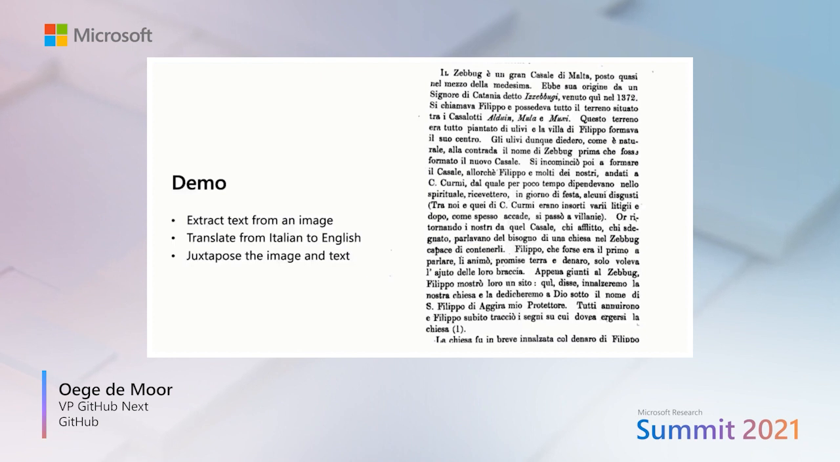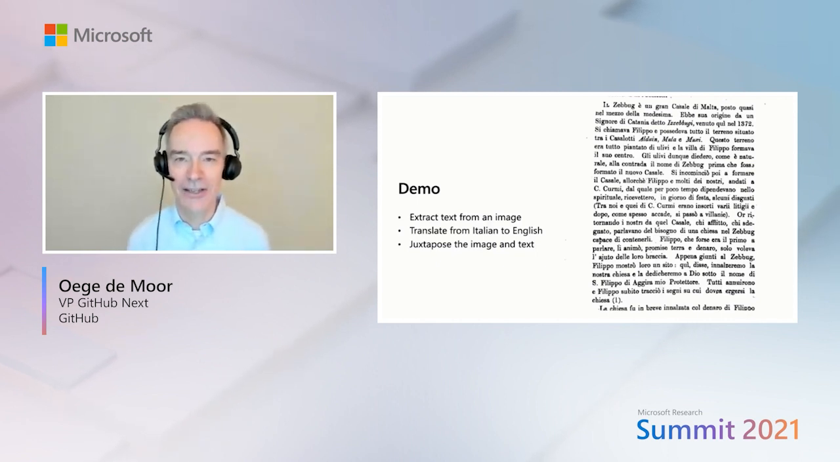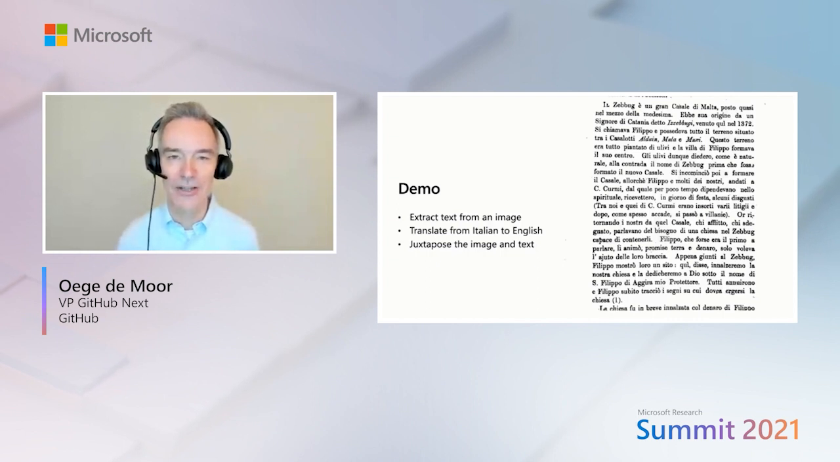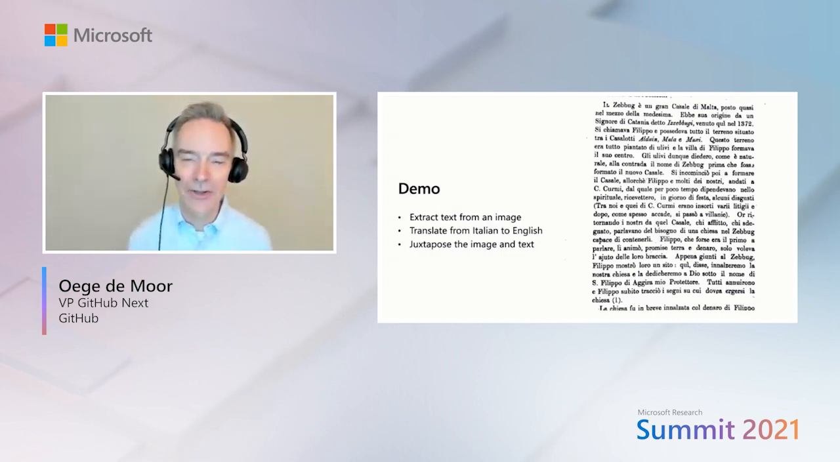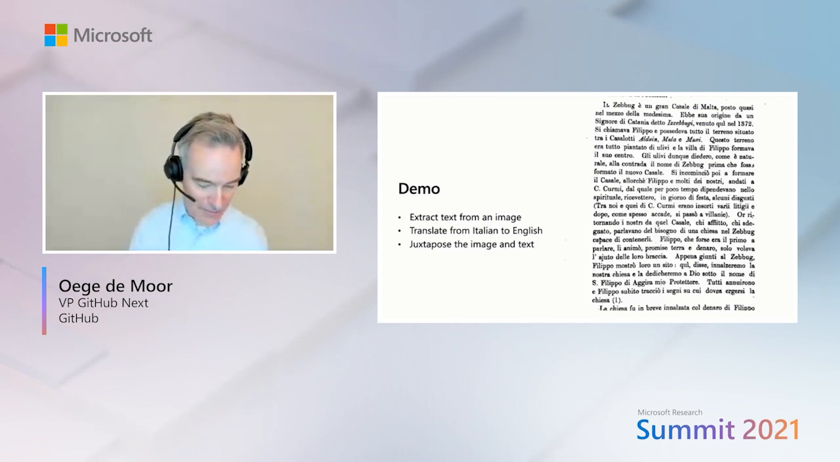In my spare time, I like to read about history, and often that involves reading old books in languages that I do not understand. So for example, on this slide, there's a page of a book about Zebuj, a little village in Malta. The book is in Italian, and I would like to read this page, but I don't understand Italian. So what I'm going to do is to write a little app that takes a picture like this, extracts the text in Italian, translates it into English, and then shows the original page with the translation next to it. So let's see how that works with CoPilot.